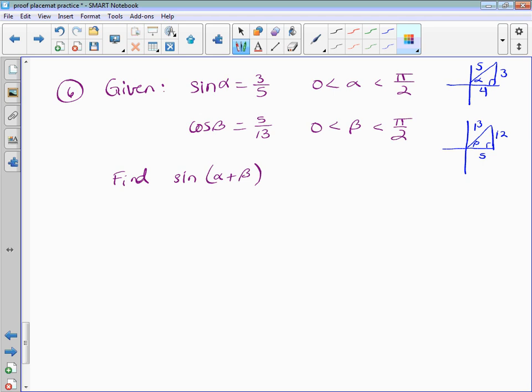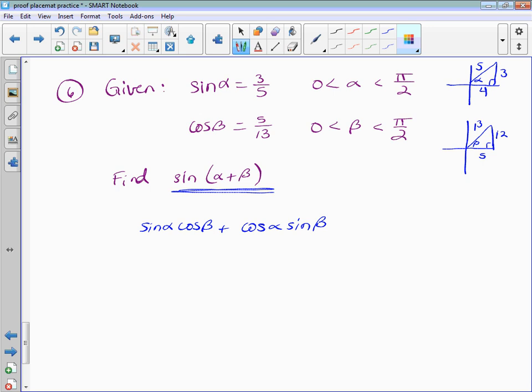Okay, we have sine of alpha plus beta. We've got a formula for that, right? What is it? Sine alpha cosine beta plus cosine alpha sine beta. So you guys already know them, right? Kind of. I don't remember. I have to look at it.